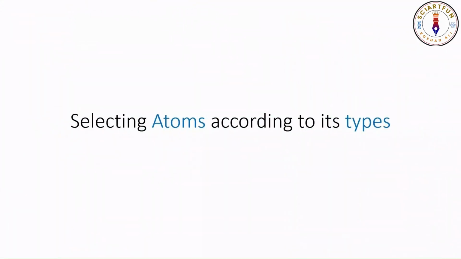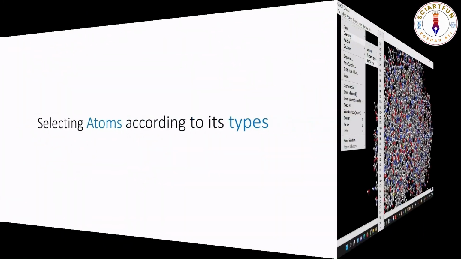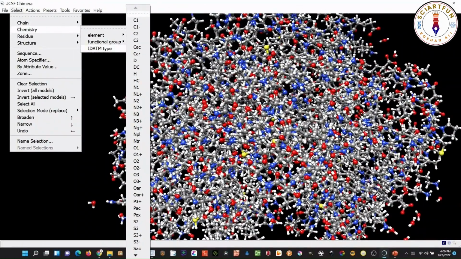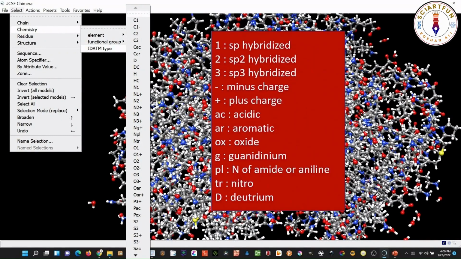Okay, selecting atoms according to atom type. To see the atom types, go to the Select menu, click Chemistry, then click ID atom types. You will see the types of atoms available for selection in your molecule. Now let me explain the meanings of the different text that you see here. C1 here means carbon that is sp hybridized. 2 in front of any element means sp2 hybridized element. 3 means sp3 hybridized. For example, C3 means sp3 hybridized carbon atoms.